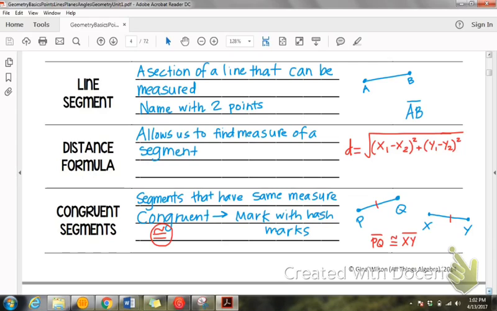Okay, so the other thing I want to show you too, look at this example up here on the board. If I draw two hash marks and two hash marks, it means the same thing. The segments that have a matching number of hash marks are the same, right? So if one of them had 1 and the other one had 2, they would not be the same, all right?